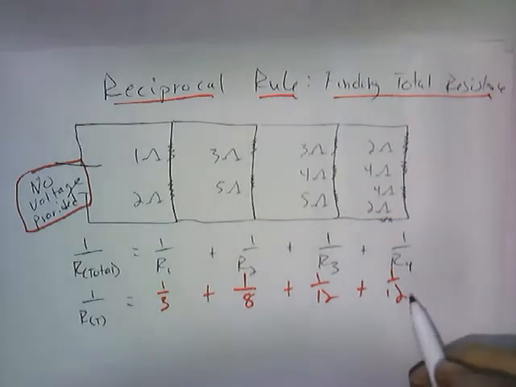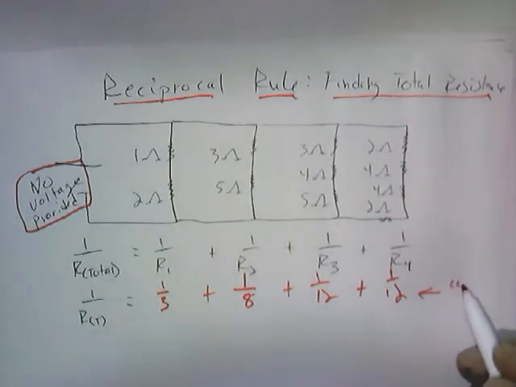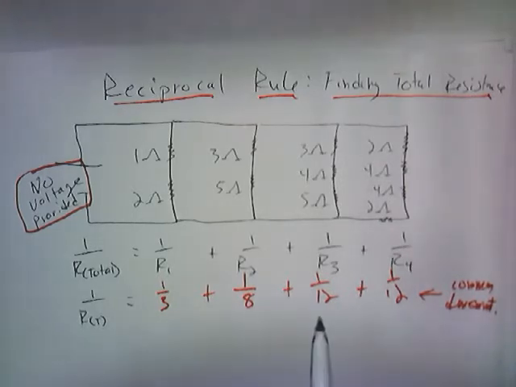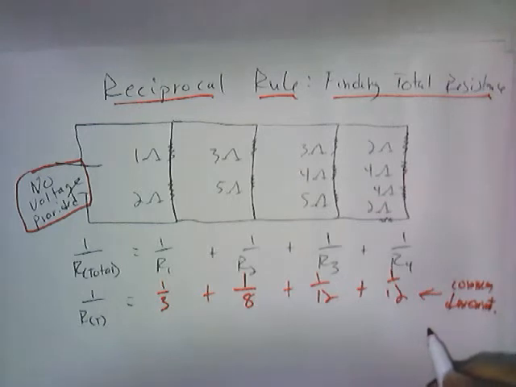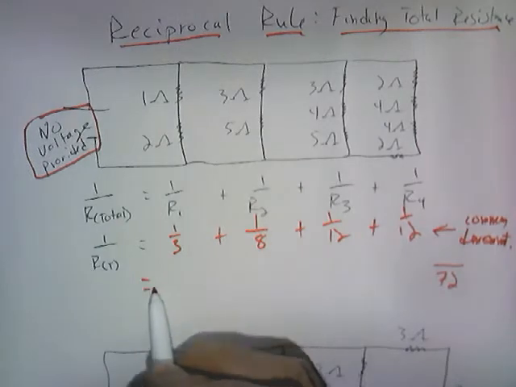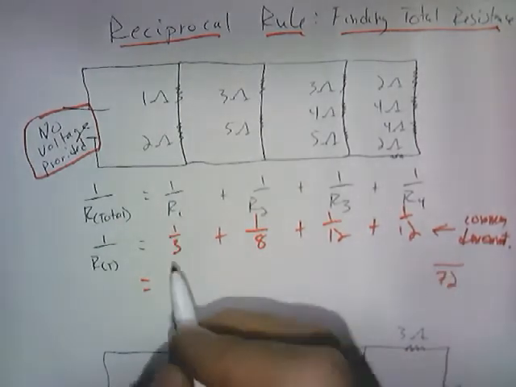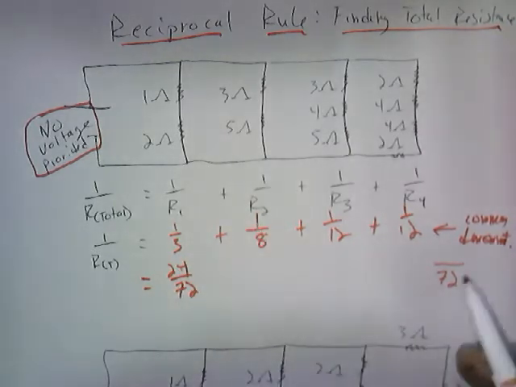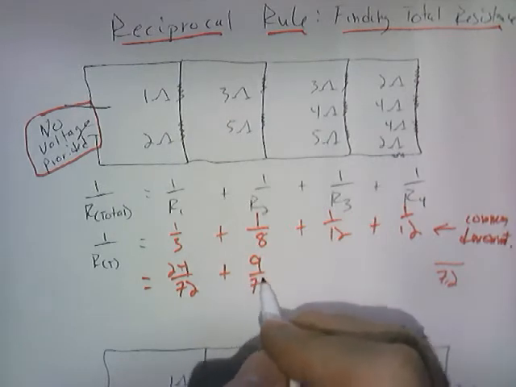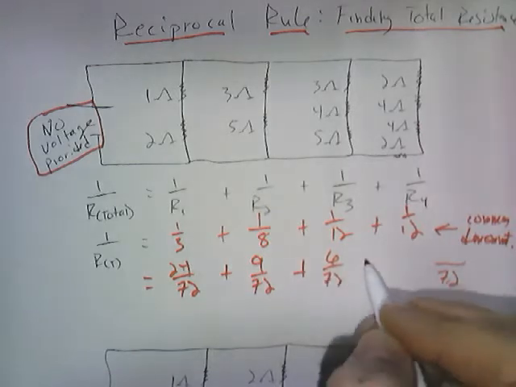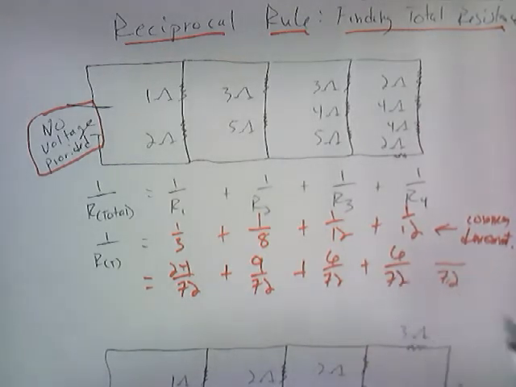But I'm not done, because now I need to find what's called a common denominator. 3, 8, and 12 all go into 72 very nicely as whole numbers, so that's my common denominator. Now I can write it out. 1/3 of 72 is 24, so 24 over 72. 1/8 of 72 is 9 over 72. Plus 1/12 of 72 is 6 over 72, and the other 1/12 is also 6 over 72.